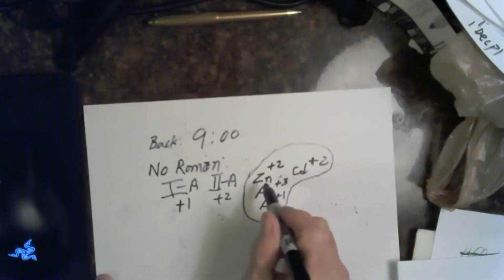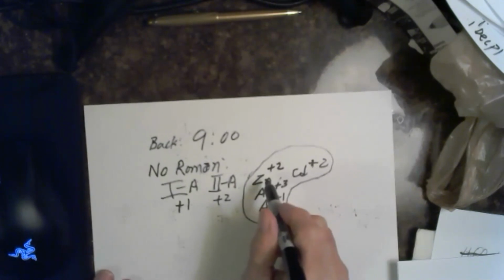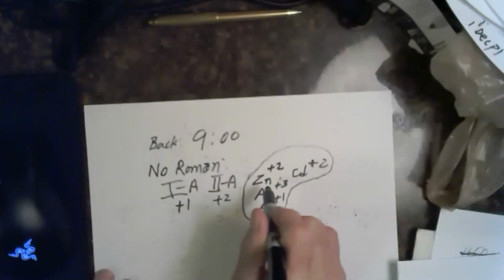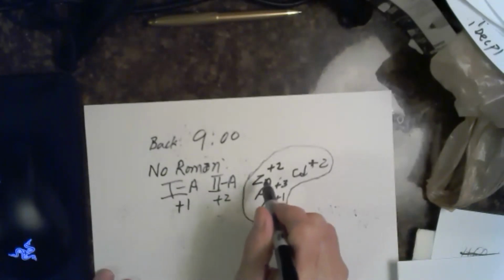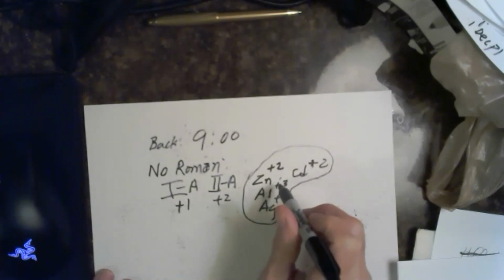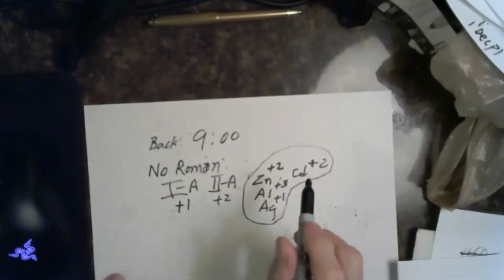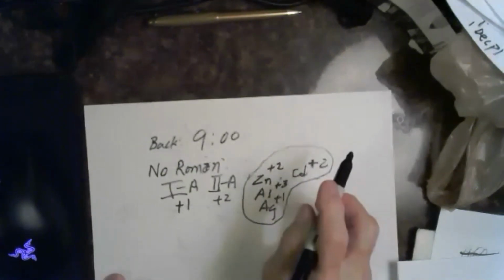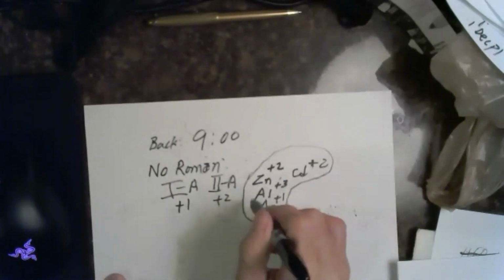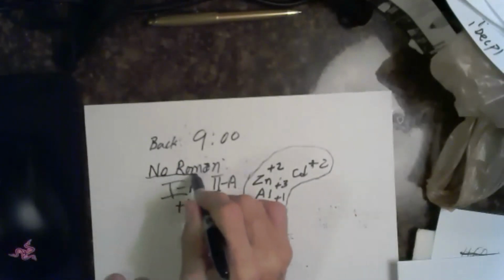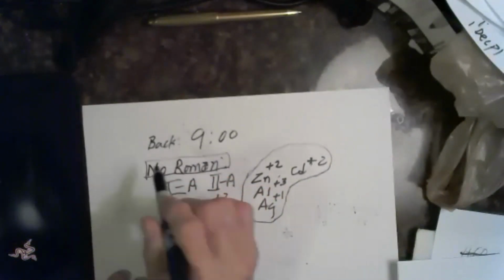Now, it is possible to make compounds of different charges than this, but it's very difficult and very unlikely. Zinc is going to be +2 anytime you see it. Aluminum is going to be +3 anytime you see it. Silver is going to be +1, and cadmium is going to be +2. Now, this is a memorization. You have to memorize that. No Roman numeral for those elements.